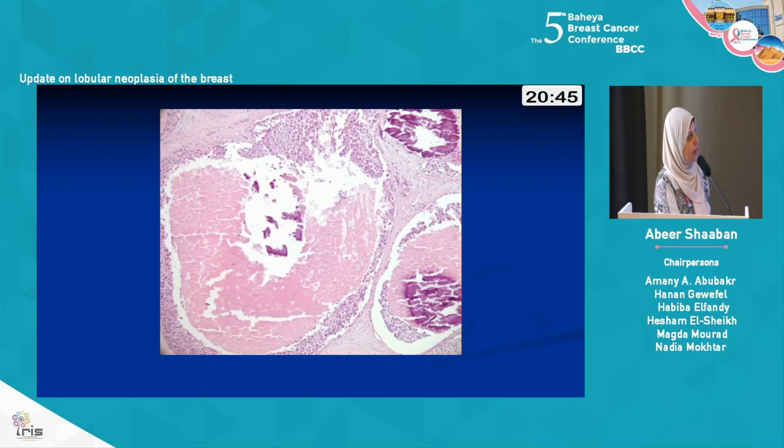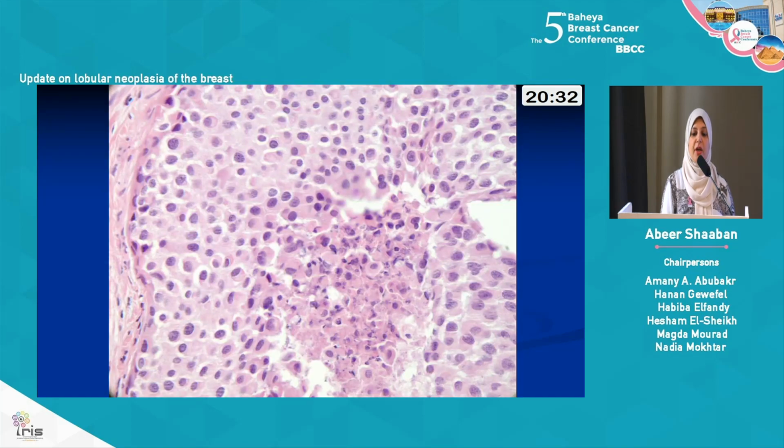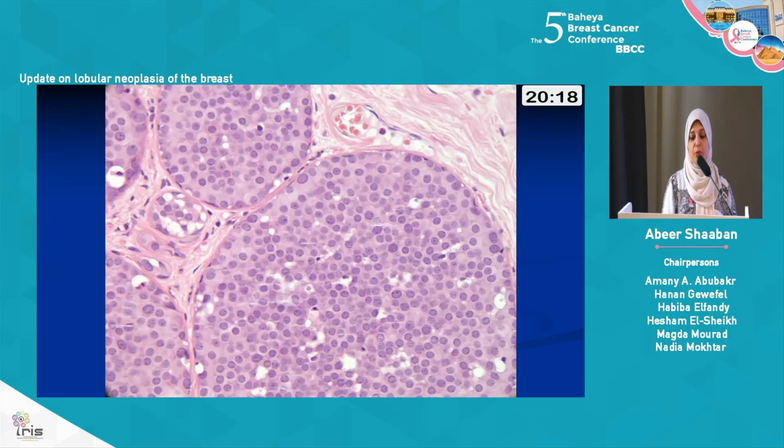So that's what it looks like. On low power, solid proliferation, that's really important. Solid proliferation of cells with necrosis and calcification. So at this power, it looks very much like DCIS. But you go higher, you see the eccentric nuclei, some vacuoles, and you have this discohesion. Cells have lost contact with each other. So that's when you think it's lobular and do your E-cadherin, and this should prove it.